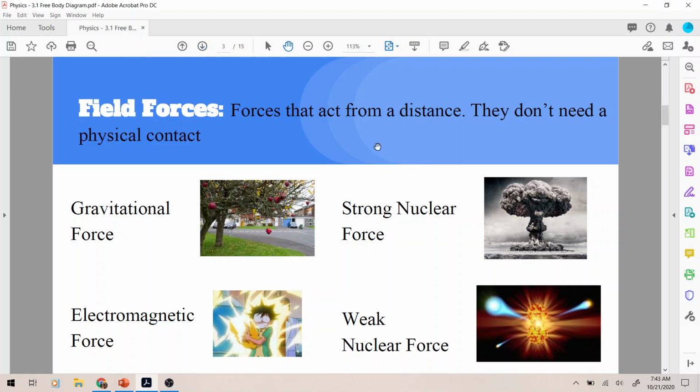We basically had field forces, and that's what you have seen in the previous class. Field forces act from a distance, so you do not need physical contact. For gravity to pull things, it doesn't need to be attached or touching the object. It can pull things from a distance. Same idea with the strong nuclear force, electromagnetic force, and weak nuclear force. You have seen the details, but this is basically just to classify them as field forces.